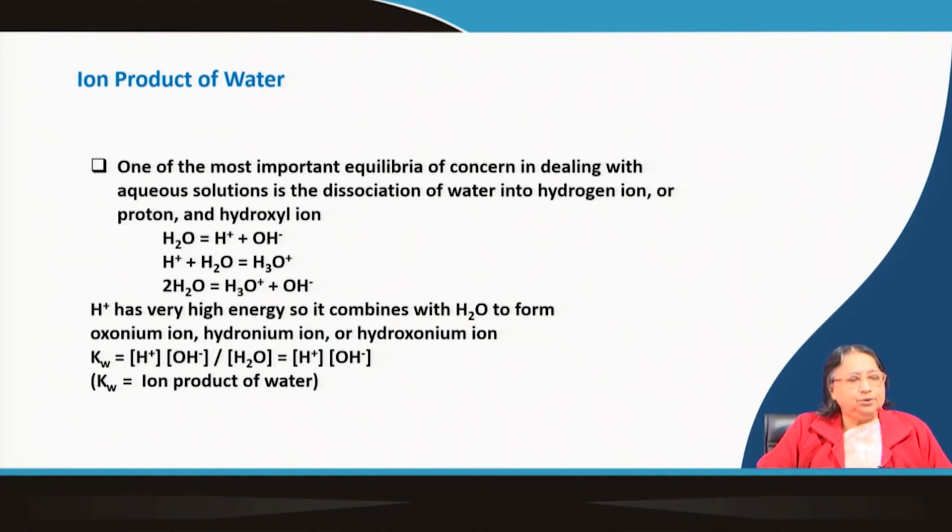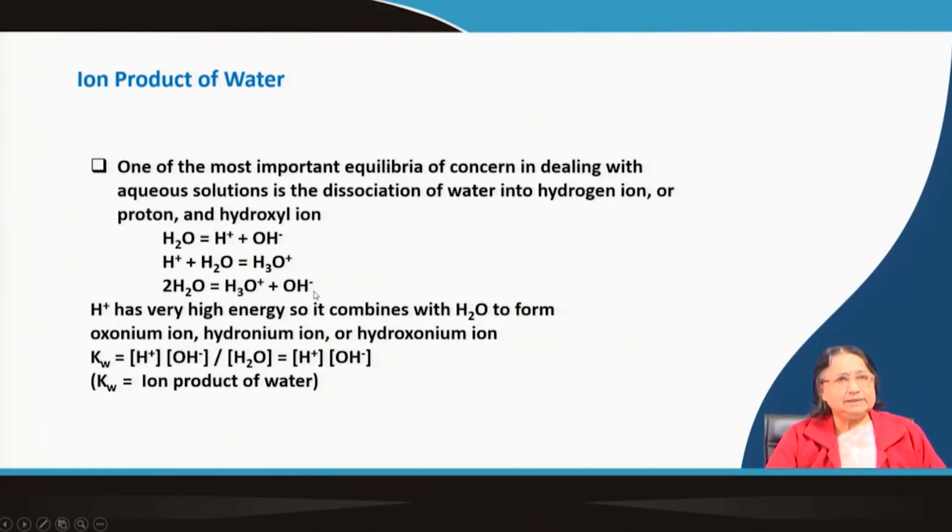It is very important to know the ion product of water. We all know that water dissociates into H+ and OH-. Of course, H+ cannot stay as such, it immediately combines with water to form hydroxonium ions. So, in terms of the formation of hydroxonium ions, this is the actual equation for water dissociation.